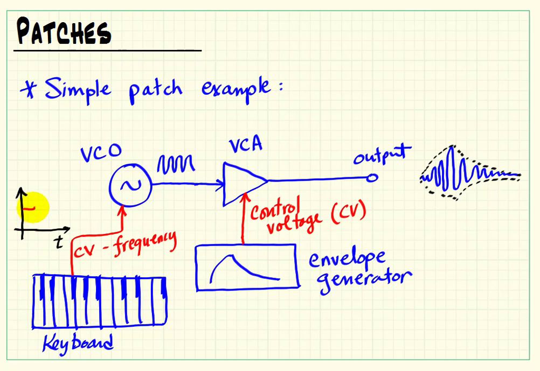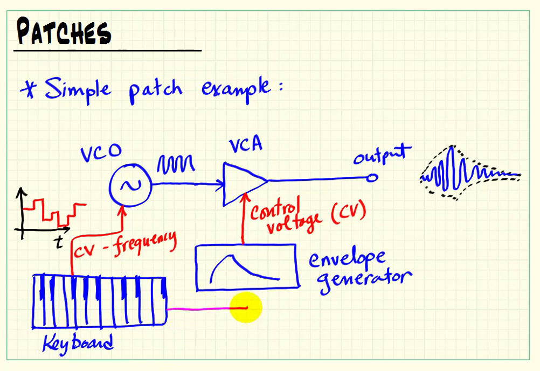Now the keyboard control voltage tends to be rather discrete. So as you're playing the different keys, it will emit a constant control voltage for a given period of time. You press a different key and you get some other control voltage. So it tends to look like the sort of step type pattern that I'm indicating.